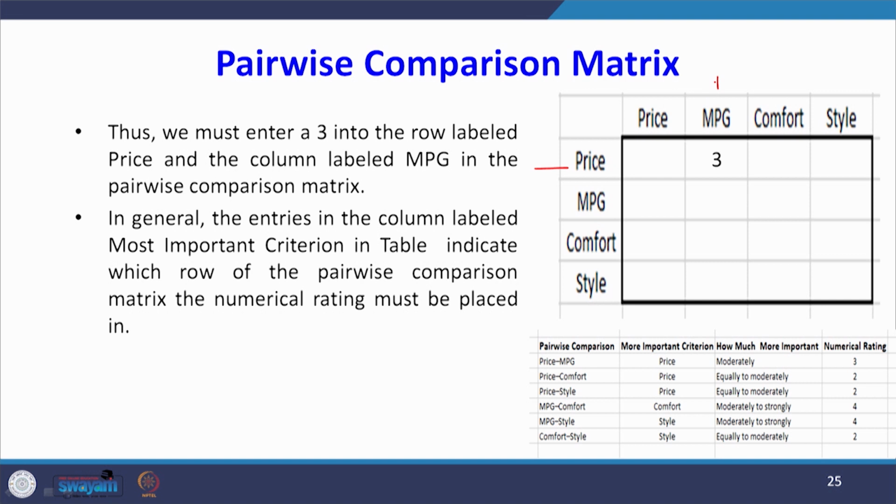So, whichever is more important, you have to pick that row. Then for the corresponding criteria, price is 3 times more important than miles per gallon. So, you have to enter 3. In general, the entries are in the column labeled most important. For example, price is the entry when we compare price and miles per gallon. So, with respect to price, we have to enter 3.